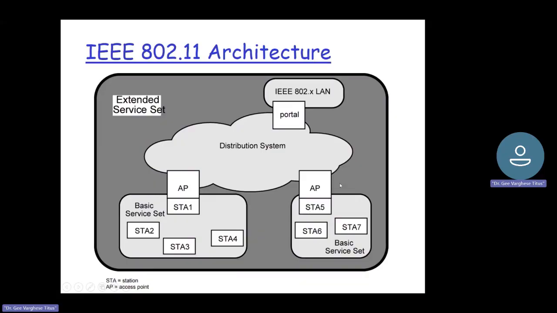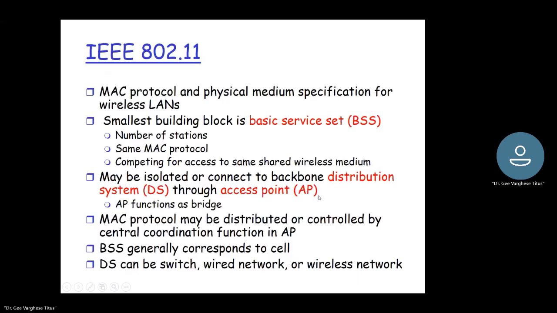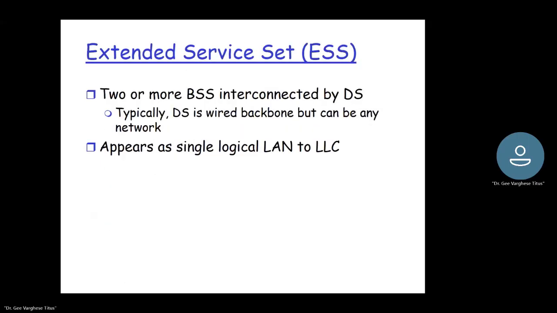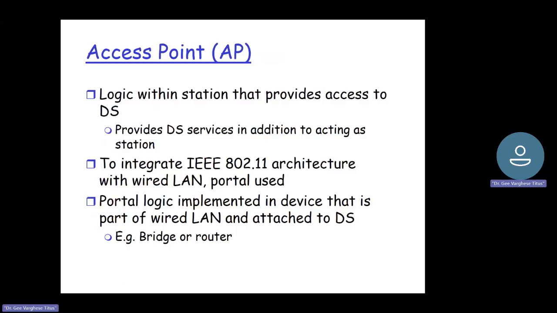And all these access points are connected to the central distribution system. And this is connected via wired connection to the main network. The overall structure is the extended service set, which is nothing but a collection of various basic services. These slides just depict or give more information on what we just mentioned. We can go through that. Access point is just like a wireless access point to which you are connecting.